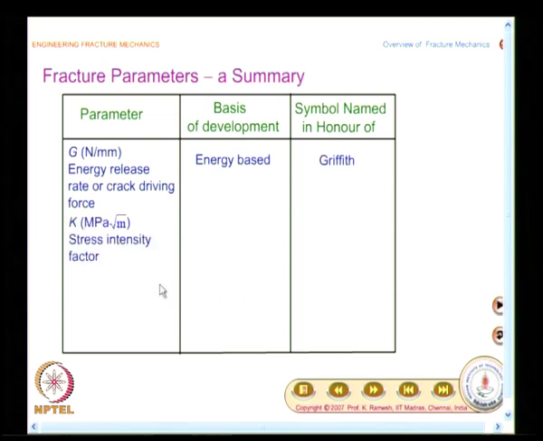You have several parameters in fracture mechanics, and one of the earliest parameters that was used was energy release rate. You should also look at the units attached to this. This is labeled with the symbol G in honor of Griffith. This is known as energy release rate or crack driving force, and this is developed based on energy approach.